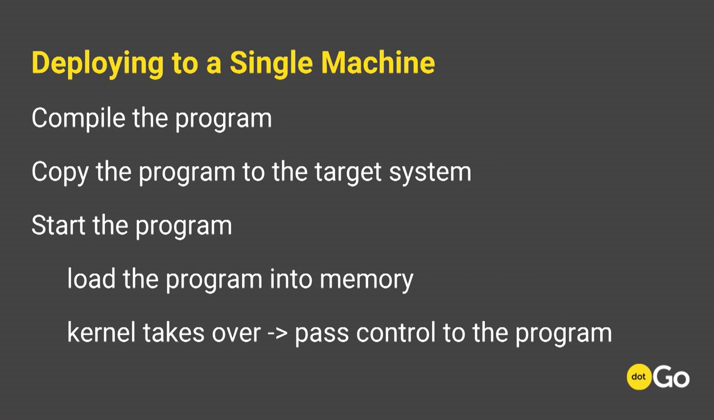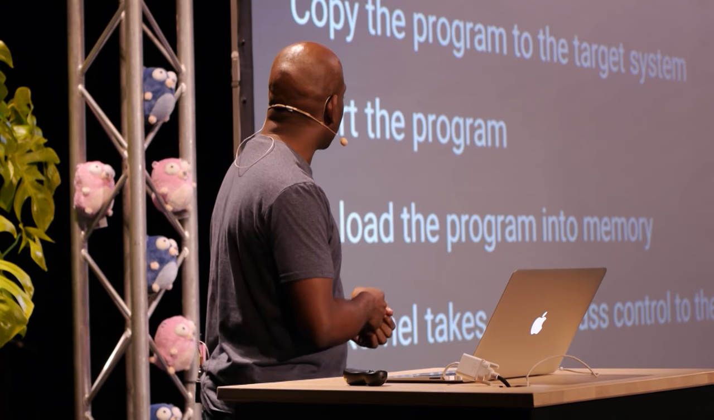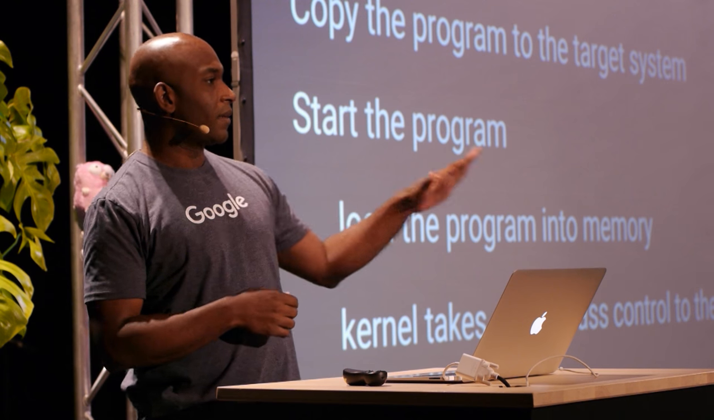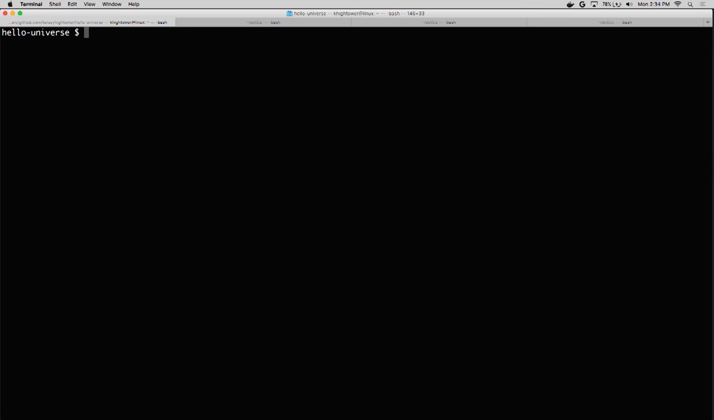So when we think about deploying an application, especially a Go application, we compile the program, we copy the program to the target system, you start the program. There's a bunch of things that happen, especially if you're using an ELF binary. We need to get this thing loaded into memory. The kernel takes over and passes control to our program. If you come from a different programming environment, it's usually a lot more steps than that.